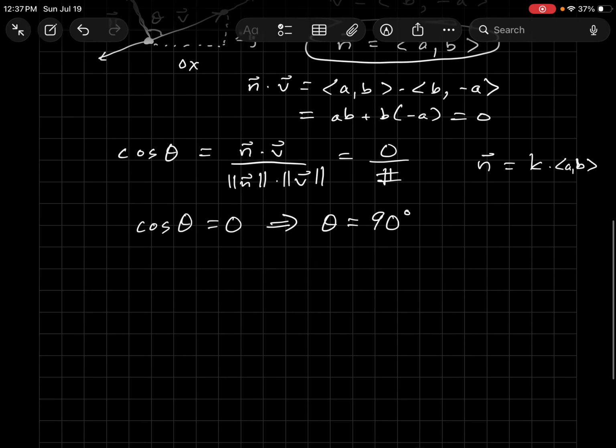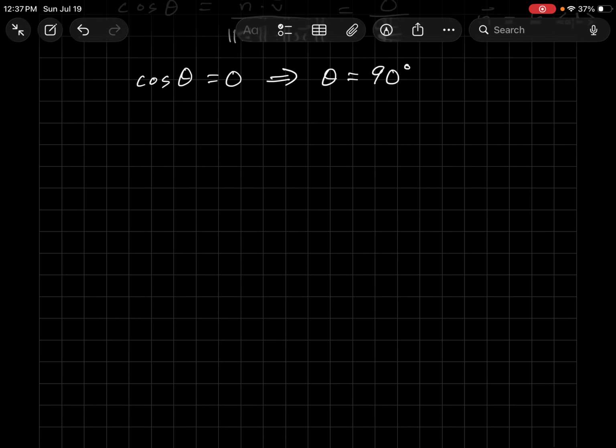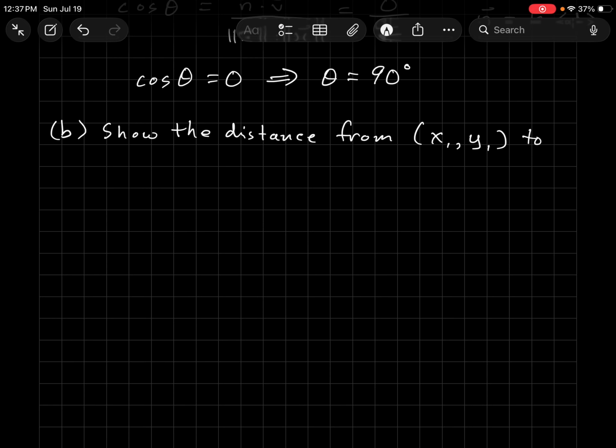So now let's look at part 2 of this, or I'll call it part B. And we want to show that the distance from some point, and we'll call that point x1, y1, to the line, or to a line, ax plus by plus c equals 0, is given by the following.